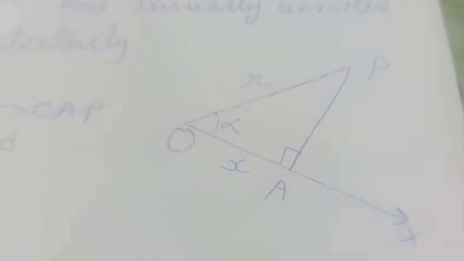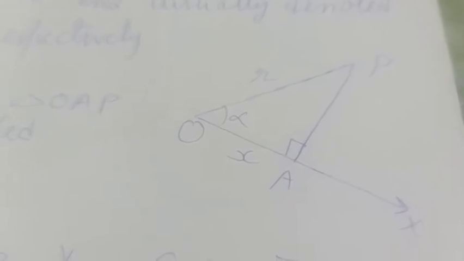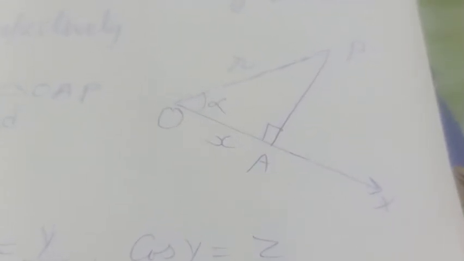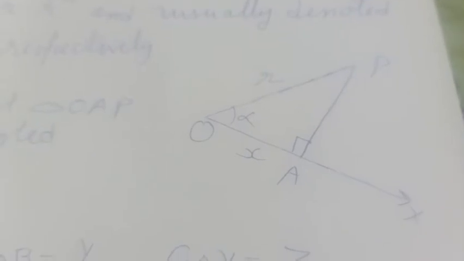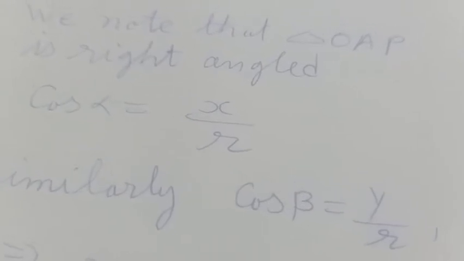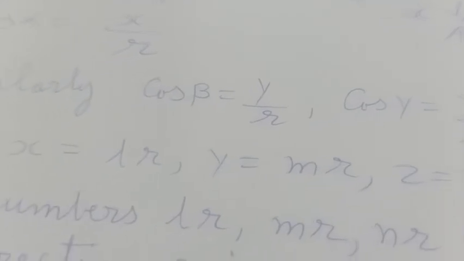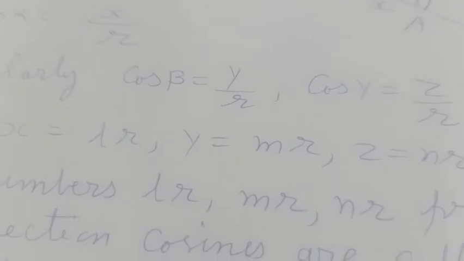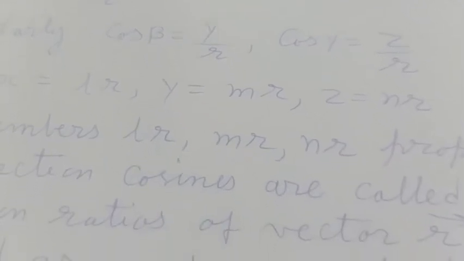From this figure we can say that triangle OAP is a right angle triangle, and angle POA is equal to alpha. OX is the positive direction of the x-axis, and the length of vector OP is R. Then from this figure we can say cos alpha equals x upon R. Similarly we can show that cos beta equals y by R and cos gamma equals z by R. And from this we can also say that x equals LR, y equals MR, z equals NR.